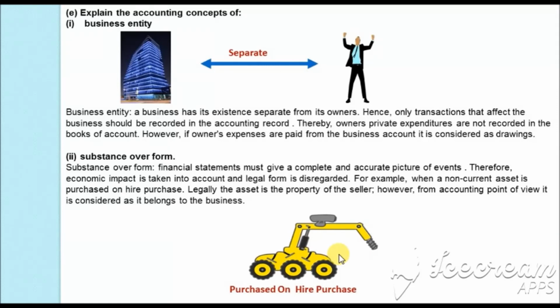However, we consider this as our business asset, as it has an economic impact on our business, and we don't give more emphasis to the legal form because legally this belongs to the seller. We record this as the business asset, hence we give more importance to the substance than the legal form of a transaction. So this is recorded as our business asset, and the installments which have to be paid are recorded as liabilities based on the concept of substance over form.